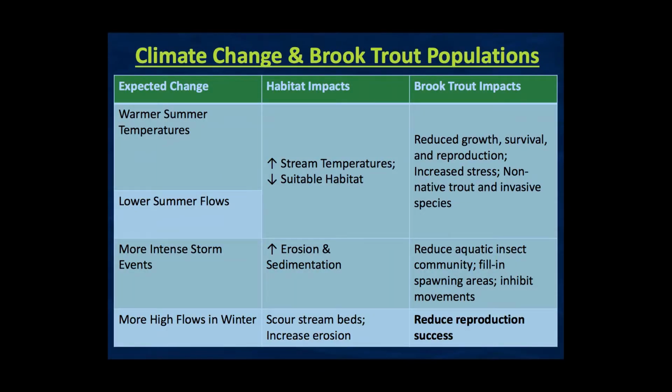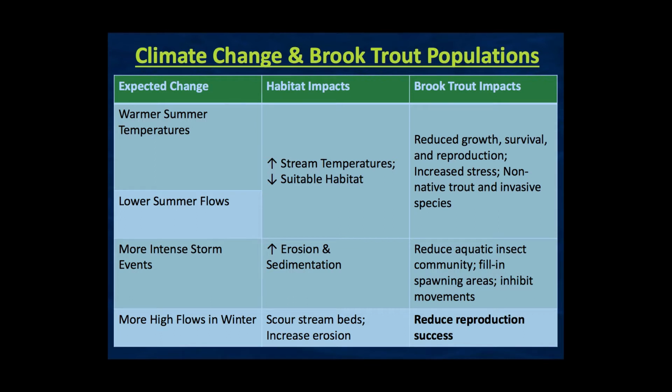At the Wild Trout Summit in 2017, this diagram was presented by Trout Unlimited. This diagram represents the climate change effects on brook trout population. Warmer summer temperatures and lower summer flows are increasing stream temperatures and decreasing suitable habitat. These impacts on the trout reduce growth, survival, and reproduction. Increased stress, non-native trout and invasive species.